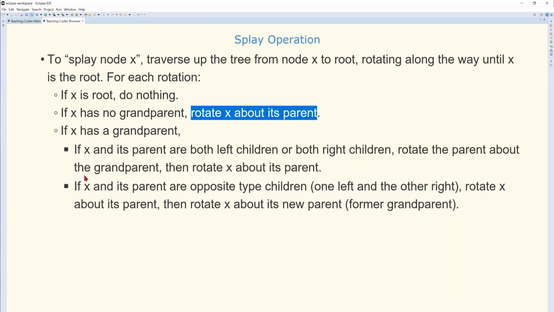Or the other condition is x and its parent are opposite type children. That means one is the left child of its parent and the other one is the right child. It's not important whether it's in the order left, right, or in the order right, left. The important thing is they should be different types. In that case, you rotate x about its parent, which means x gets raised by one level. Then you rotate x about its new parent, which was the earlier grandparent. So x gets promoted. Once again, in two rotations, x moves up by two levels.